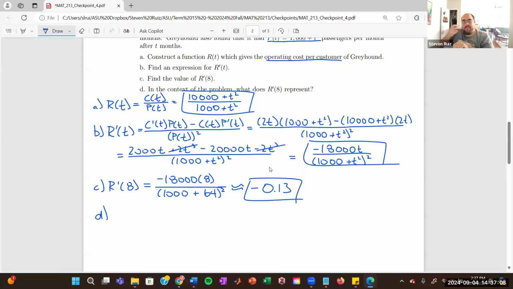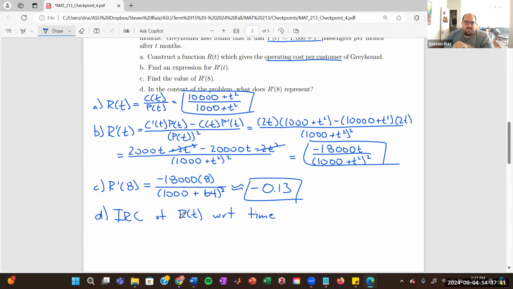First of all, let's remind ourselves of what R of T is. R of T gives basically the operating cost of Greyhound bus per customer. That's what R tells you. So then what does a derivative tell you? That tells you the instantaneous rate of change of R of T with respect to time.